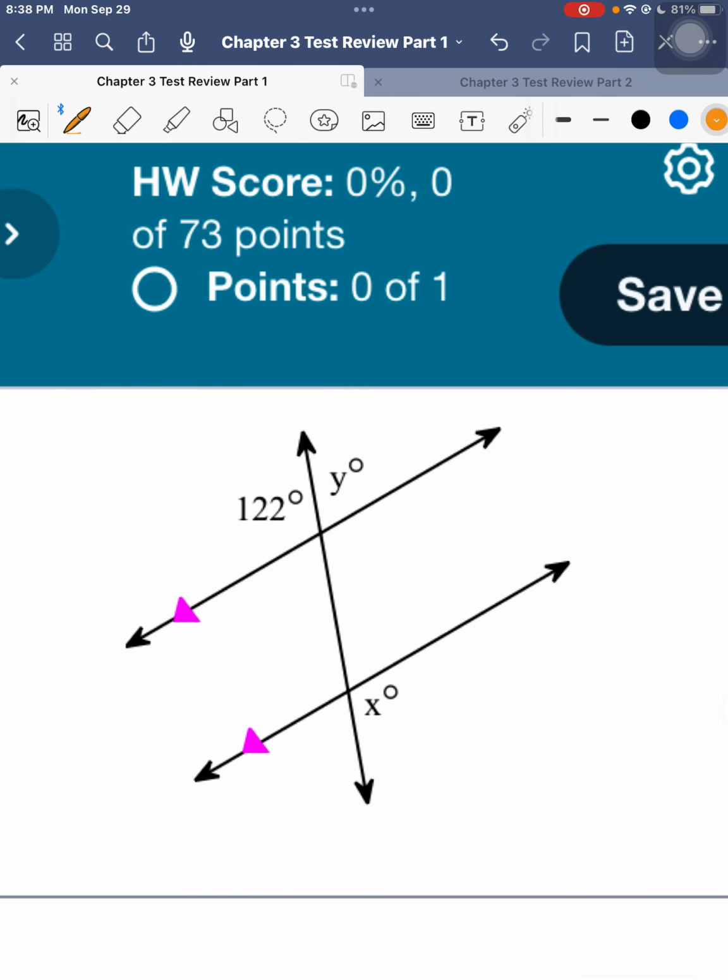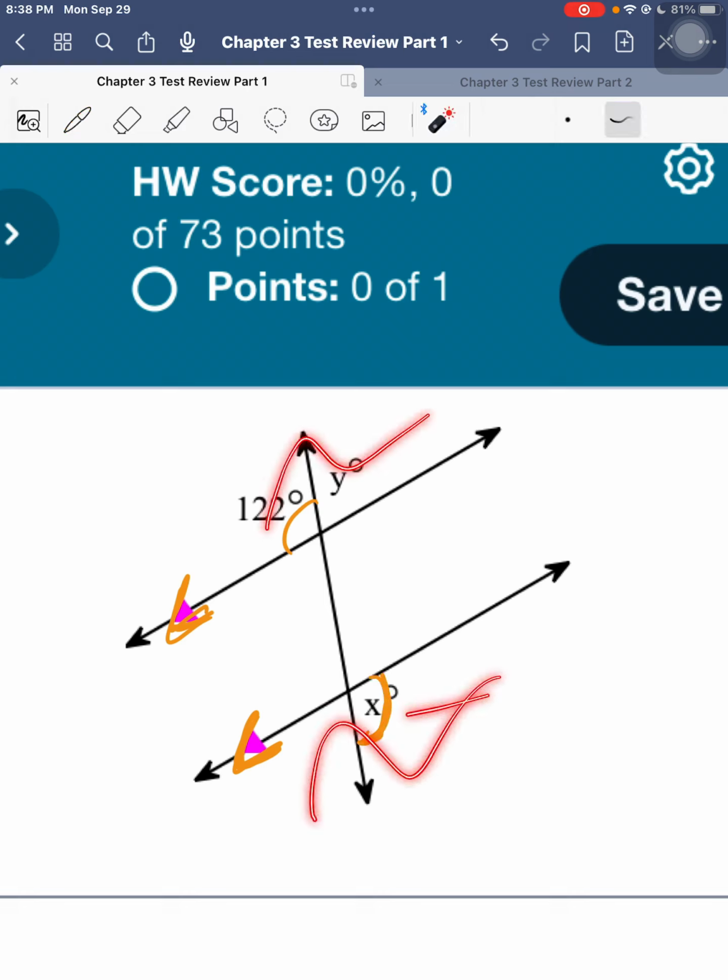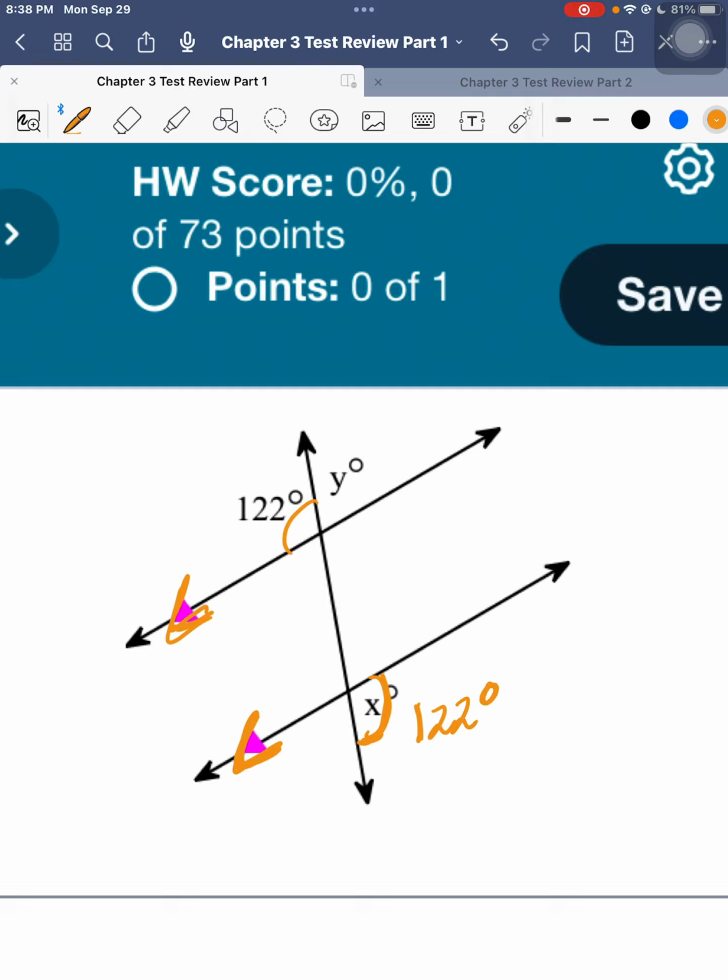Okay, so let's look at this one. Find the values of x and y. So what is the value of x? Well, I have here that these lines are parallel, and if these lines are parallel, then this angle and this angle are what? They're alternate exterior, and if two lines are parallel, then the alternate exterior angles are congruent. So x is 122.